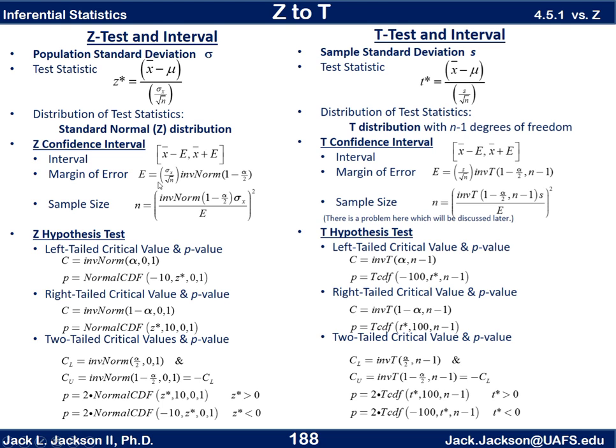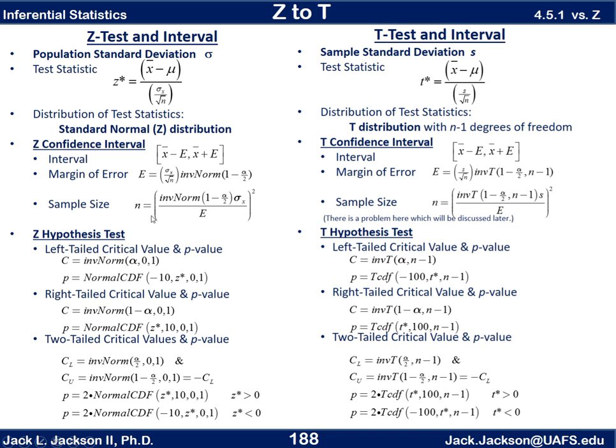The margin of error we worked out for a z-interval is sigma, or the sigma of the x's, or just sigma, divided by square root of n times the inverse norm of 1 minus alpha over 2. That translates over here to e is s over square root of n times the inverse t of 1 minus alpha over 2, comma, n minus 1.